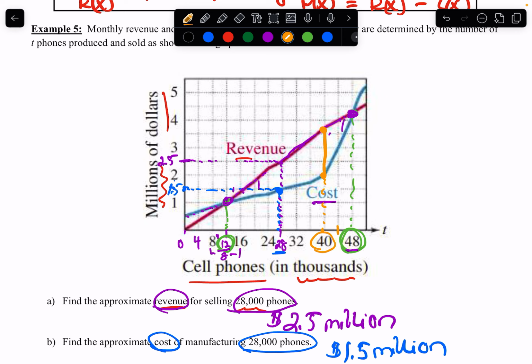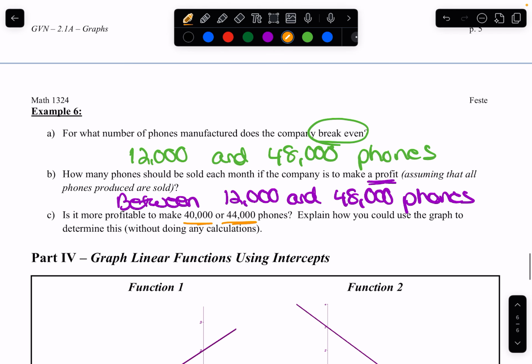Now, 44,000 is here, between 40,000 and 48,000. Let's go up to the cost and then up to the revenue. If we look at these two lines that I just drew, the one that is longer is the one with the 40,000 phones. That means we are making more profit because the gap between the cost and the revenue is larger than with 44,000. So it would be more profitable to make 40,000 phones.